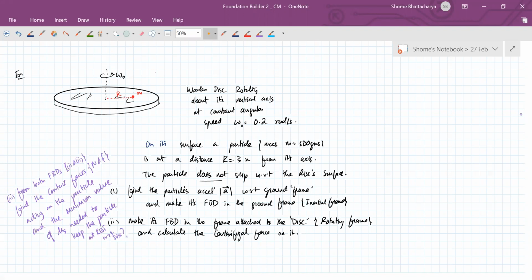Okay, so let's work out this question now. So just make the two free body diagrams in part 1 and 2. We'll discuss that next.